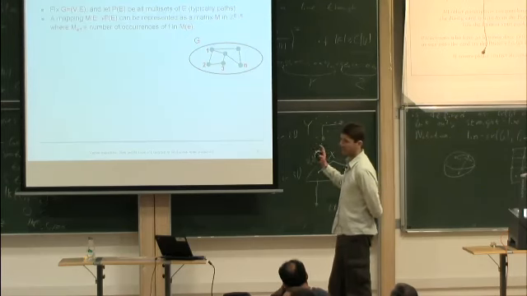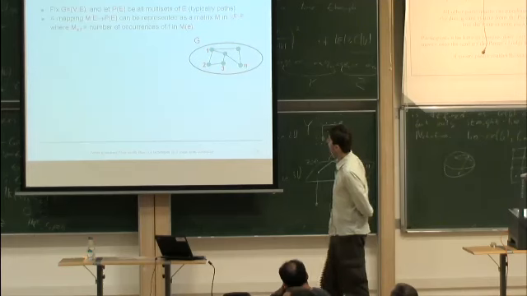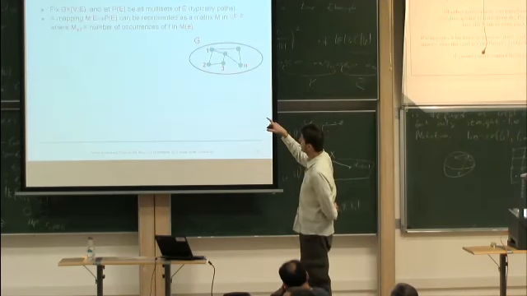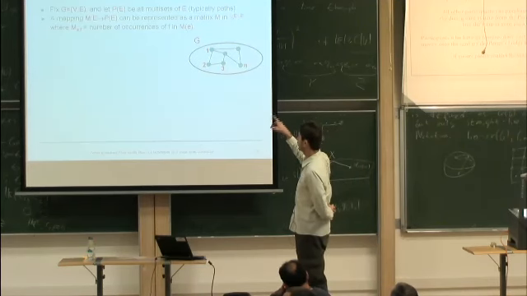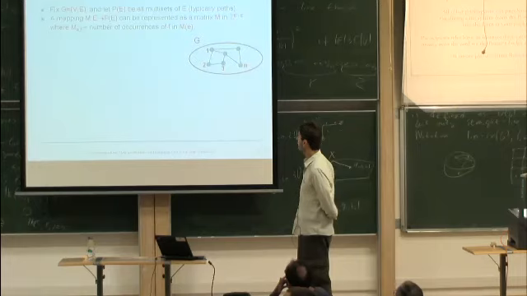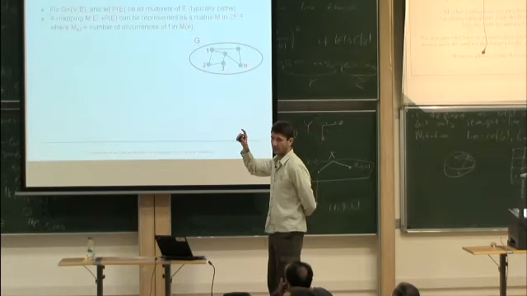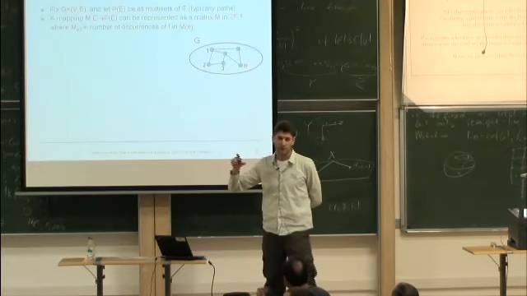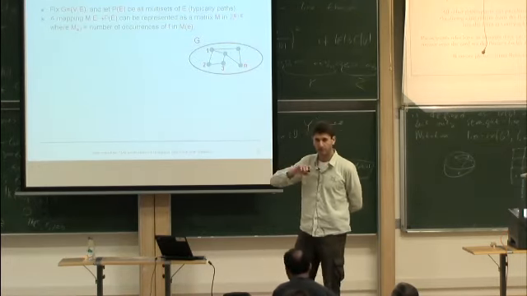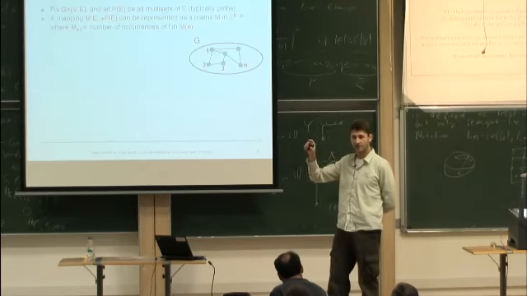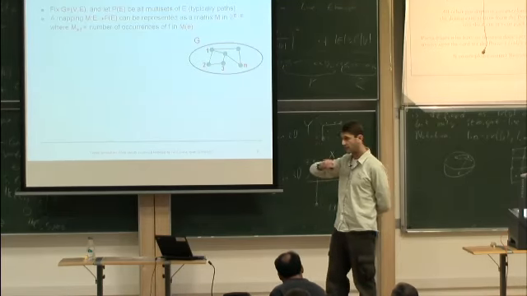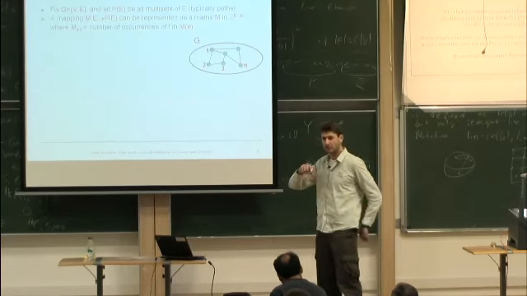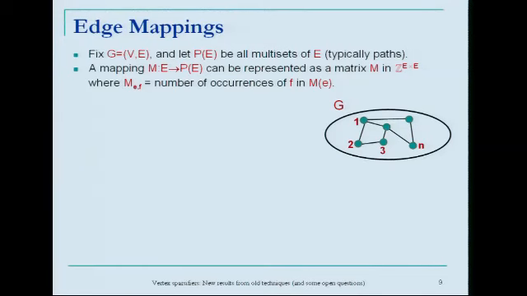Remember, we fix a graph G, and we let P of E be all the multisets of edges. It seems like a weird definition. It doesn't really matter, but it's convenient to think of it as all possible paths, not necessarily simple, sorry, paths in the graph. A path is just a collection of edges. It's a multiset because if it's not simple, maybe you use the same edge again. So a mapping M is just: you map every edge to a collection of edges.